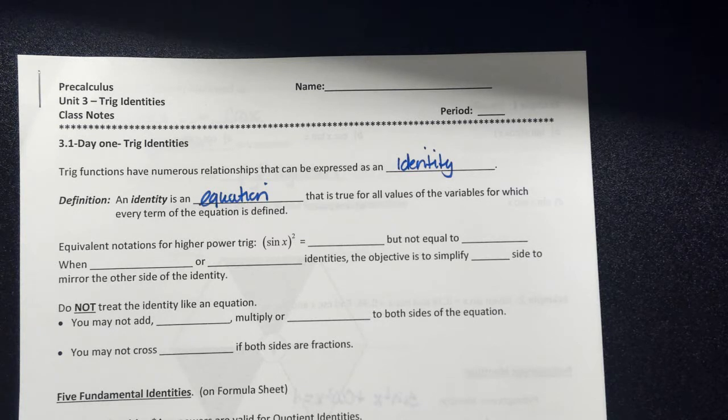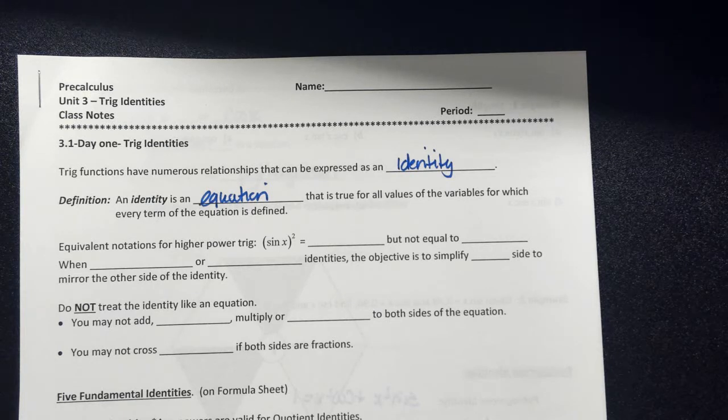When we talk about an identity, what we're talking about is a relationship that can be expressed as some formula or some other function. An identity is an equation that is true for all values of the variable for which every term of the equation is defined.